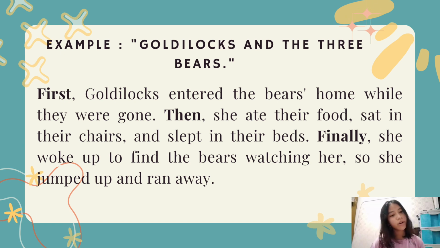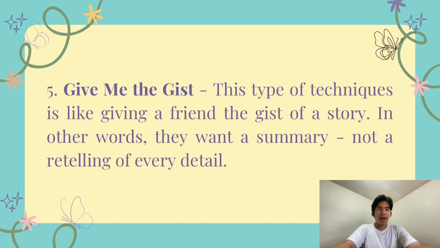Yeah, and you can also use first, then, and finally while instructing others. For example, first you need to buy bread from the bakery, then you can go to the butcher and buy sliced turkey. You can go to the market and buy fresh lettuce and tomatoes. Finally, you can take all the ingredients home and prepare the sandwiches. That's all. Number 5, give me the gist. This type of technique is like giving a friend the gist of a story. In other words, they want a summary, not retelling every detail.